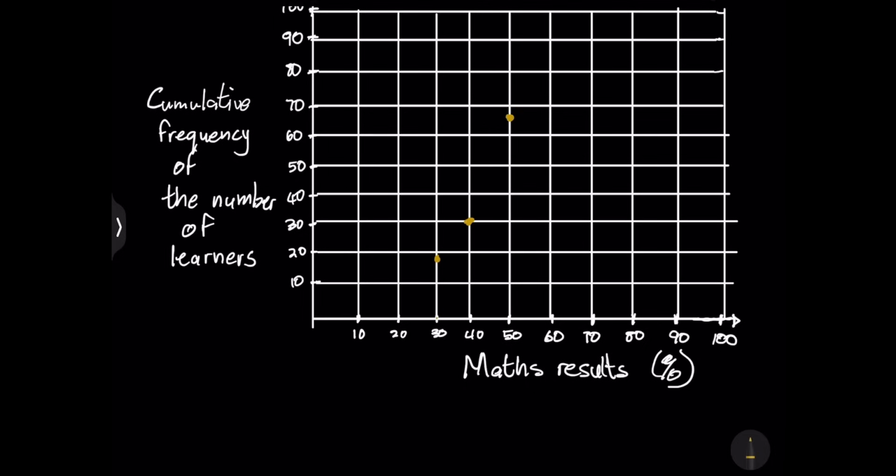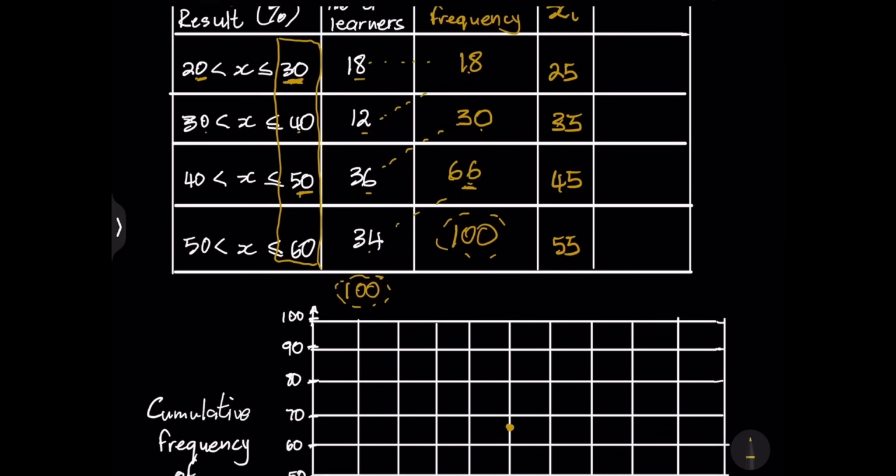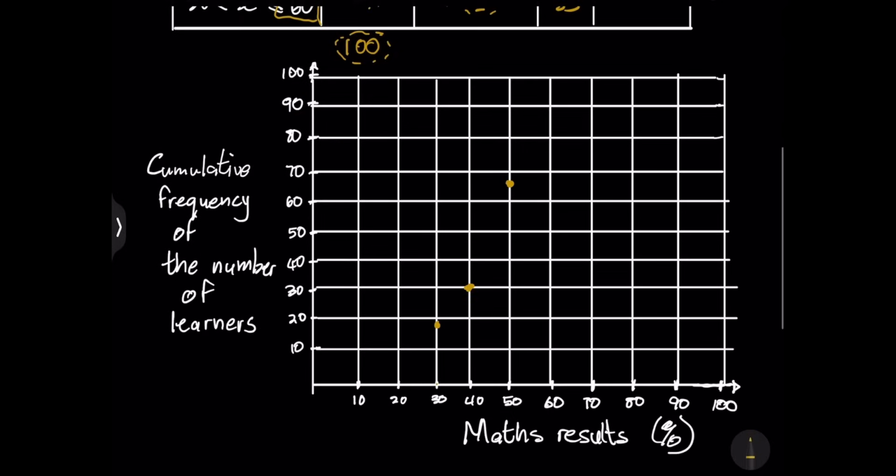All right, and then the last one would be at 60. I said my value is 100. So in this case, you'd have that value there at 60, the value of 100.